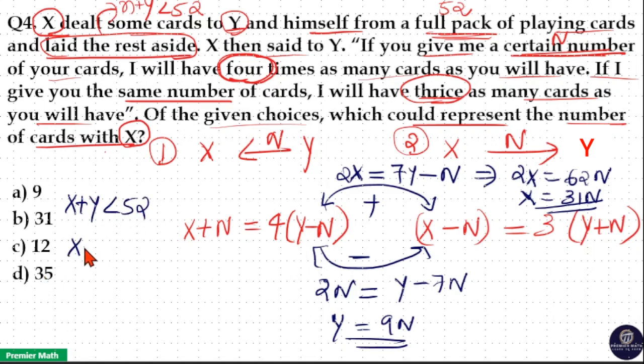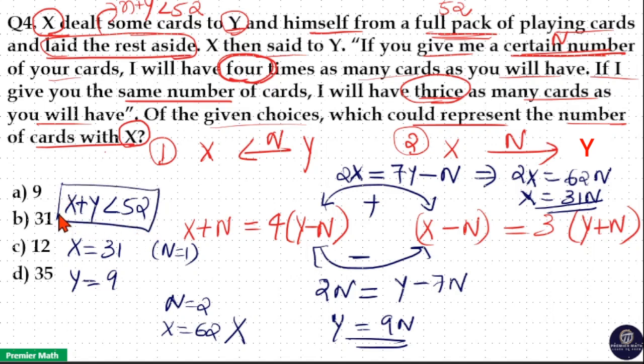If x is equal to 31n and y is equal to 9n, if I substitute n as 1, this will become 31 and 9. If I substitute n as 2, x will become 62, which is not possible because x plus y should be less than 52. So option B is your answer. This is not possible.